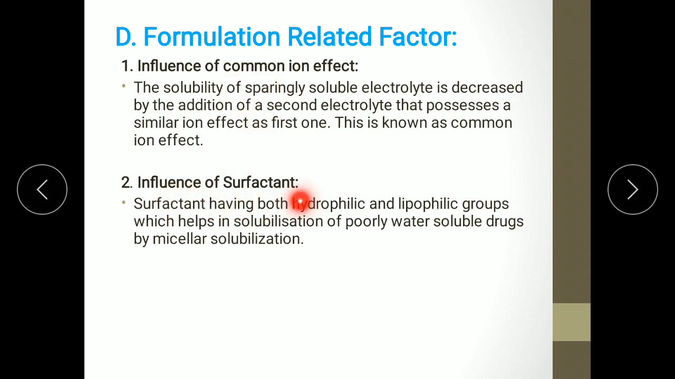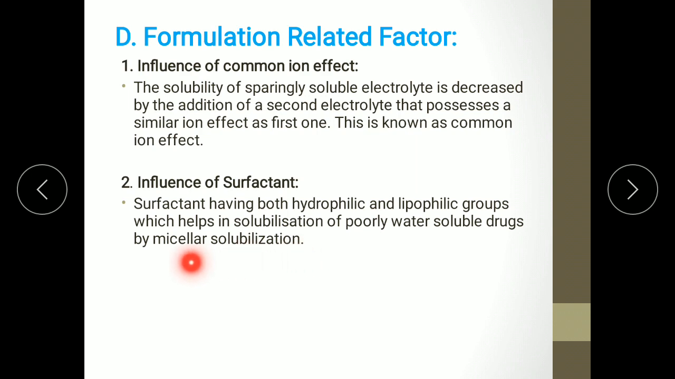Influence of surfactants. Surfactants have hydrophilic and lipophilic groups, means they have both water loving and water hating groups. This surfactant helps in the solubilization of poorly soluble drugs by micellar solubilization.